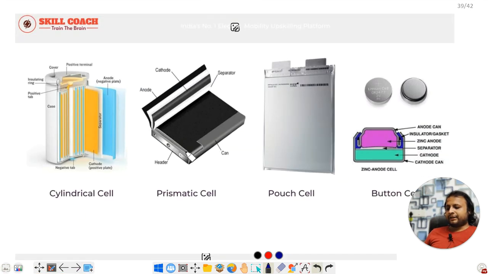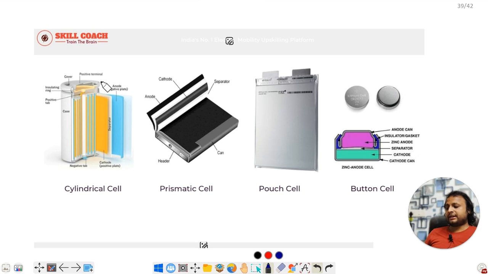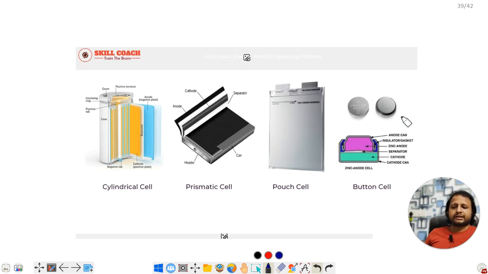And here we can see the different types of cells. A cylindrical cell will look like this, a prismatic cell will look like this, a pouch cell will look like this, and a button cell is something like this. It is a very small cell we use in cameras and other things.